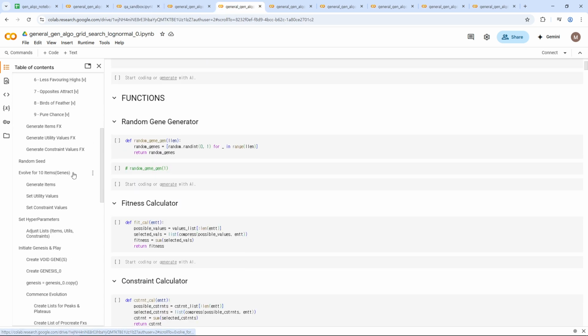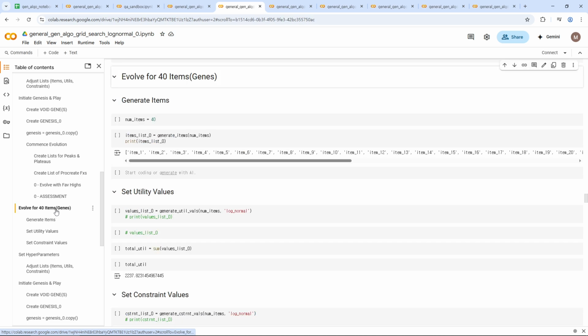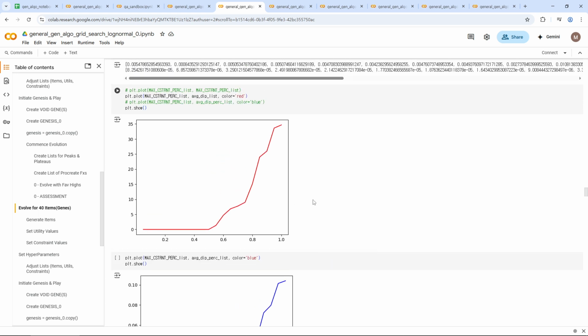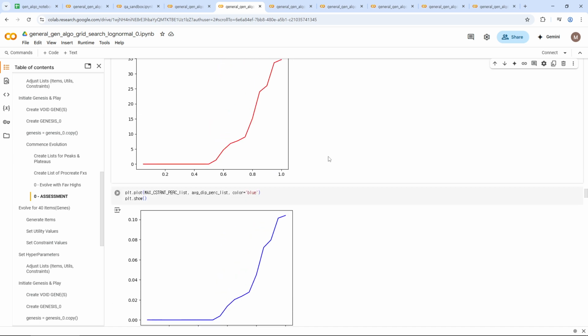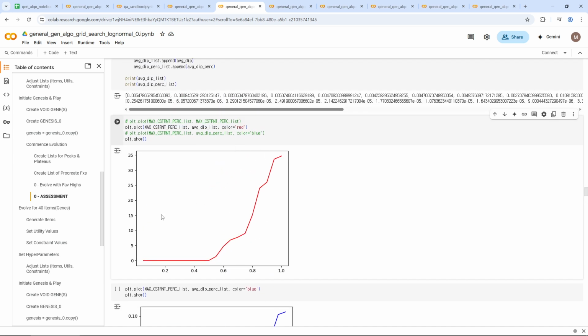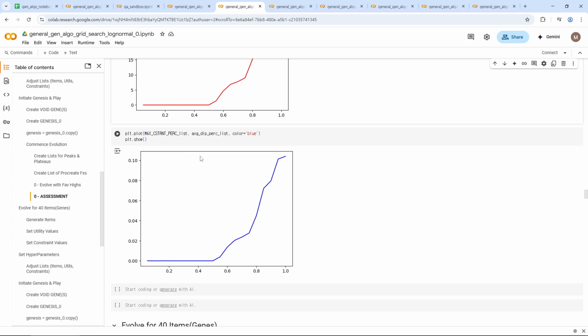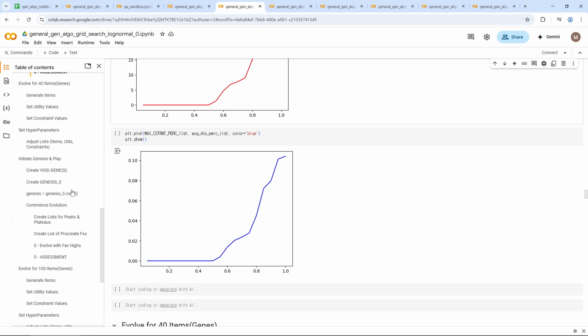Keeping that in mind, let's look at what we get when we have 10 items. Okay, kind of similar. It goes up. The dip percentage also goes up, and the dip size also goes up. Average dip size also goes up. The average dip percentage goes up. Let's look at 40 items.